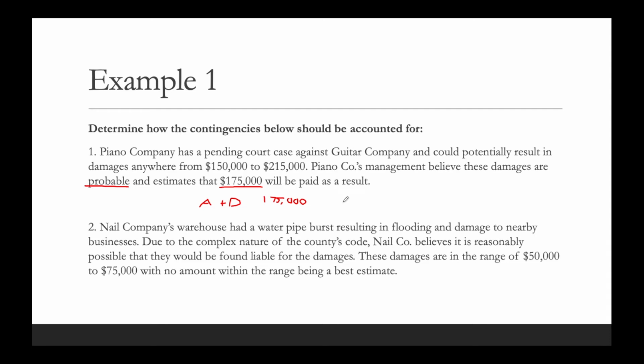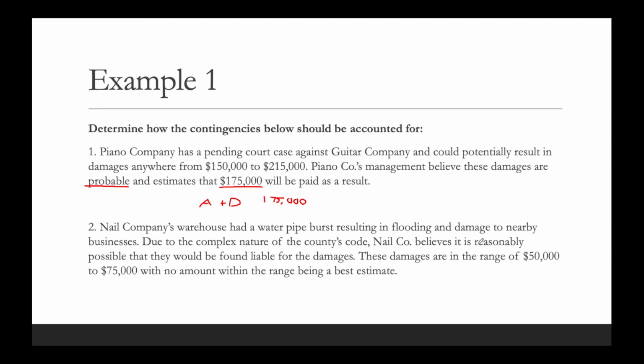Due to the complex nature of the county's code, Nail Company believes it is reasonably possible that they will be found liable for the damages. These damages are in the range of $50,000 to $75,000, with no amount within that range being a best estimate. So again, in this case, we're taking a look at a loss contingency since Nail Company is being found liable for damages of the flooding.